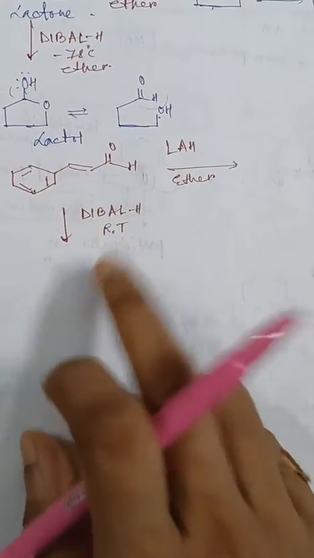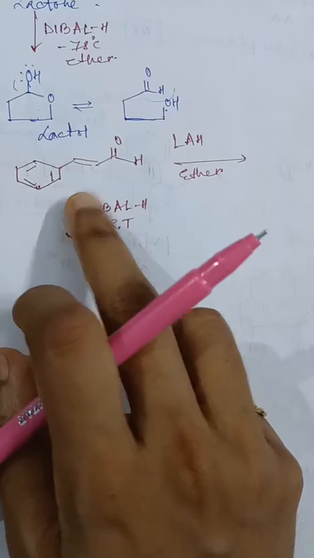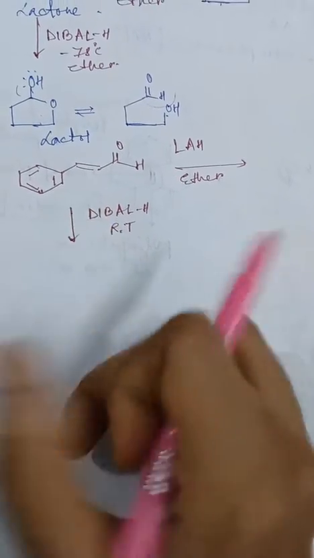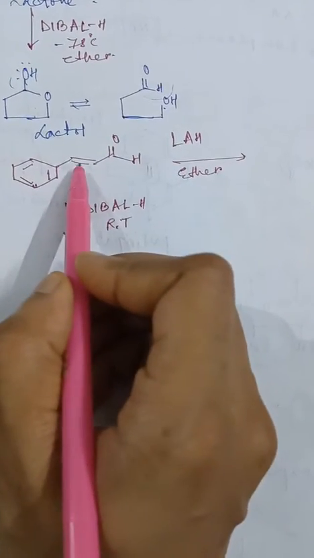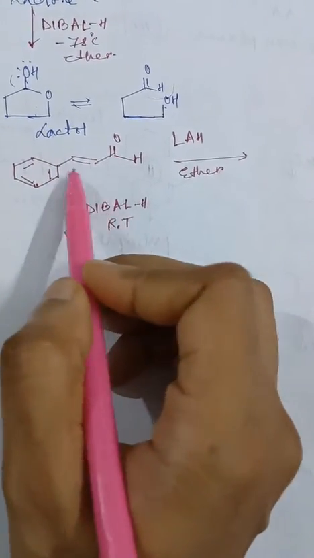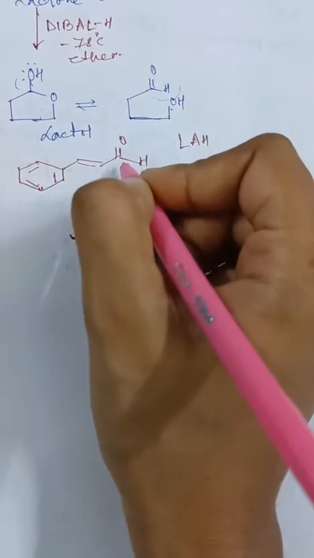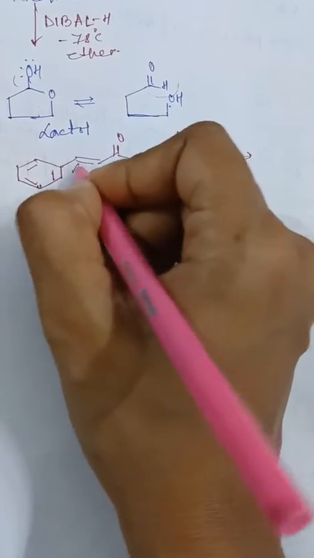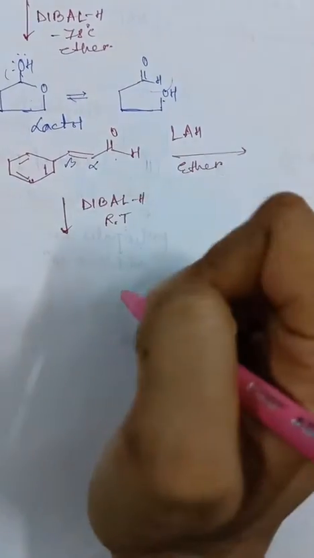Now see the second example. This is a cinnamaldehyde compound, and it has, as you can see, this double bond. It's in conjugation with this phenyl ring, and also it is an alpha beta unsaturated aldehyde. See, this is the carbonyl group, so this is alpha, this is beta. So an alpha beta unsaturated aldehyde.